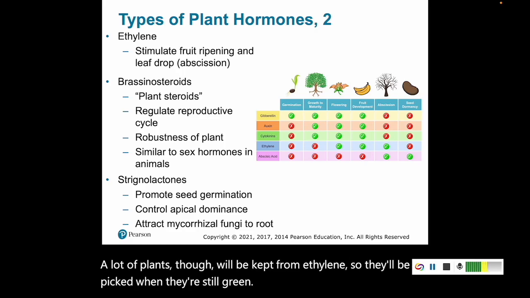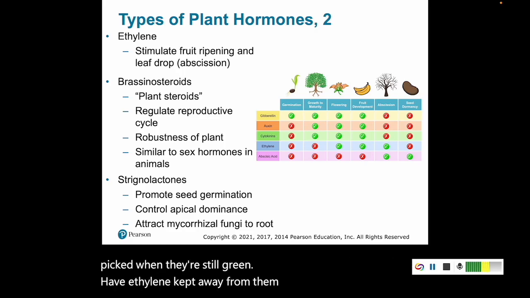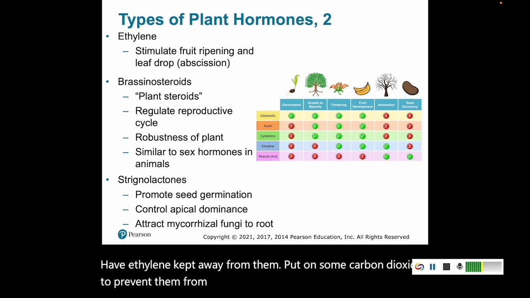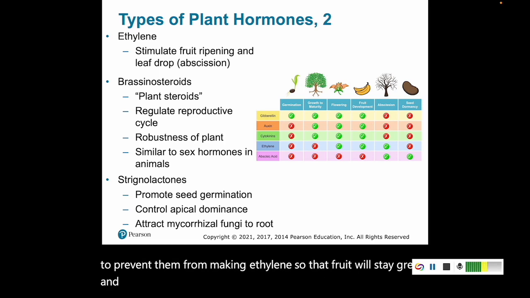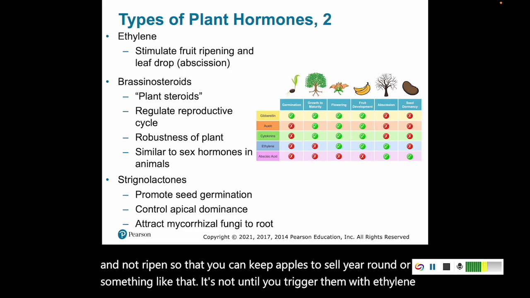have ethylene kept away from them, put on some carbon dioxide to prevent them from making ethylene, so that the fruit will stay green and not ripen, so that you can keep apples to sell year round or something like that. It's not until you trigger them with ethylene that they'll actually start to ripen.